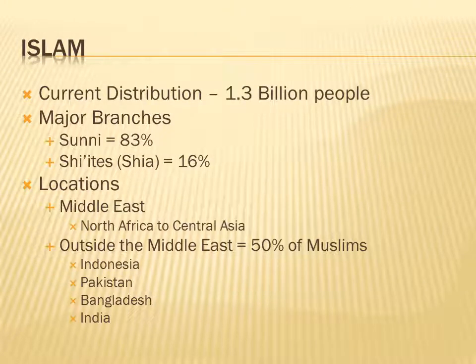As far as the current distribution of Muslims worldwide, 1.3 billion people. It is the world's second largest religion behind Christianity. The vast majority of people who are Muslim are Sunni Muslims, the Sunni branch of Islam, 83% of the population, and it roughly translates to people of the tradition of Muhammad and the consensus.